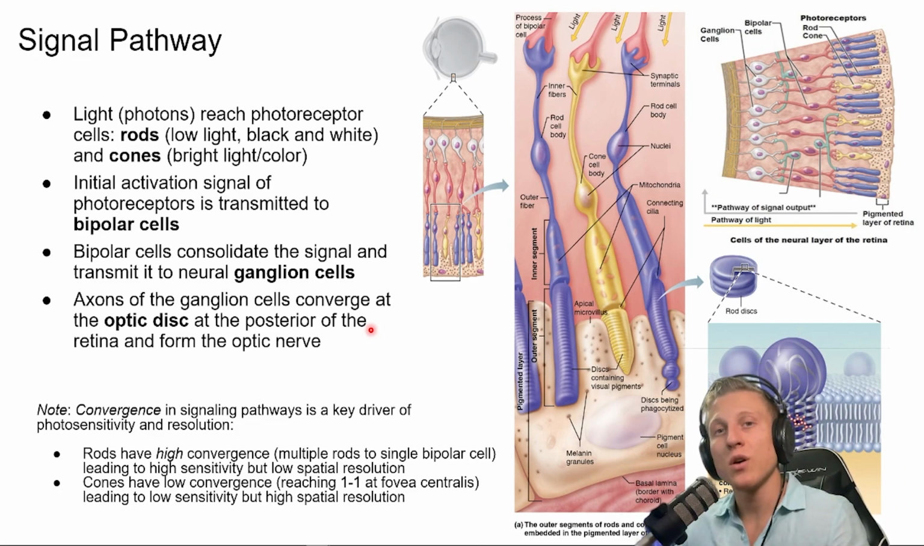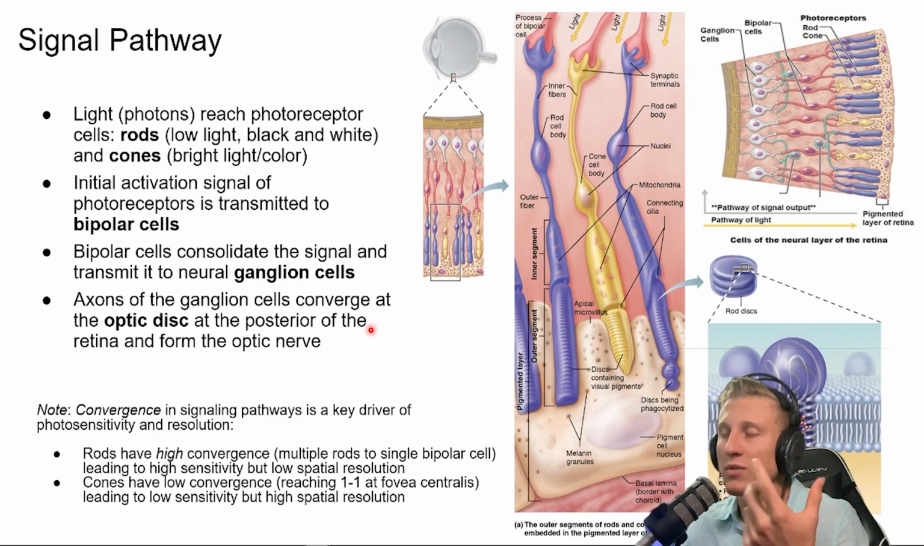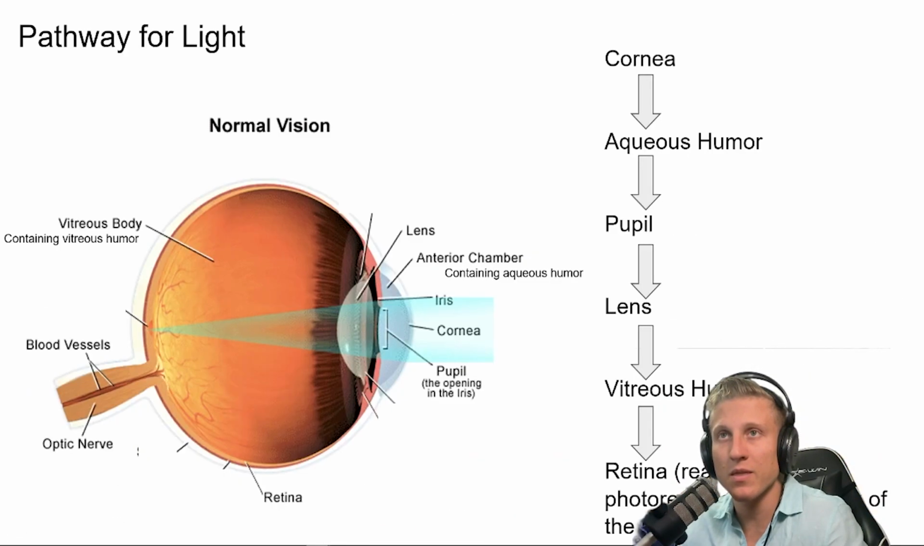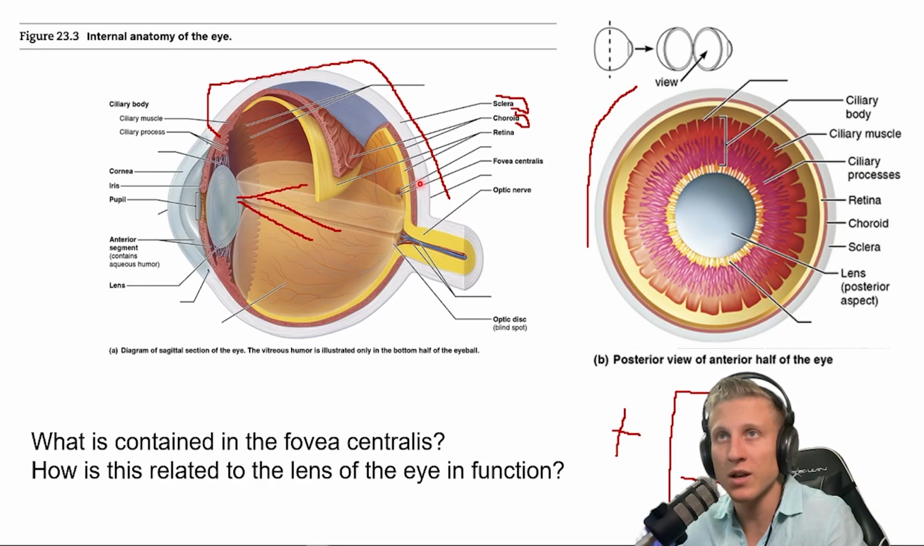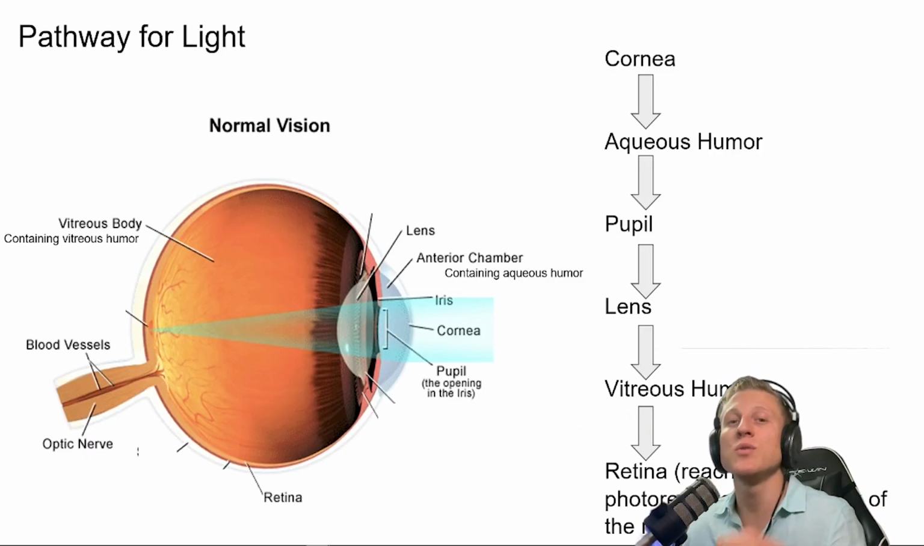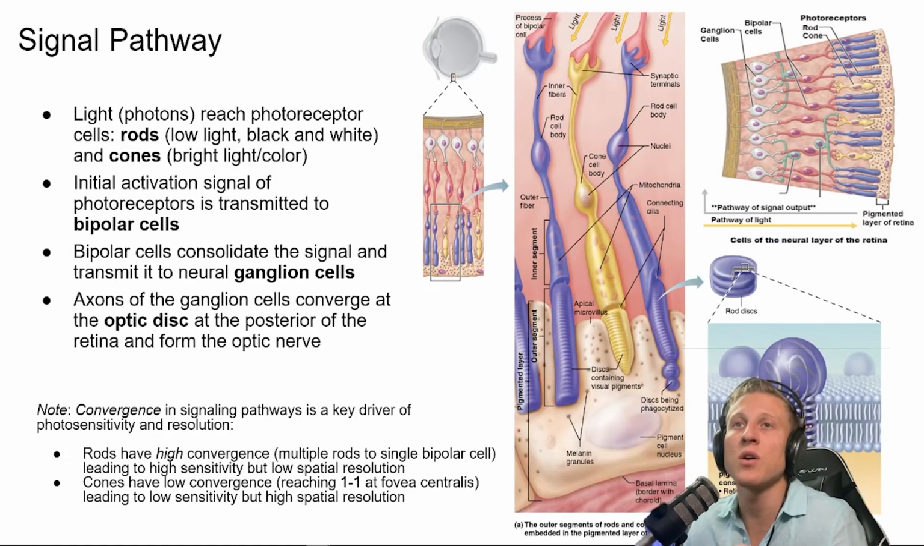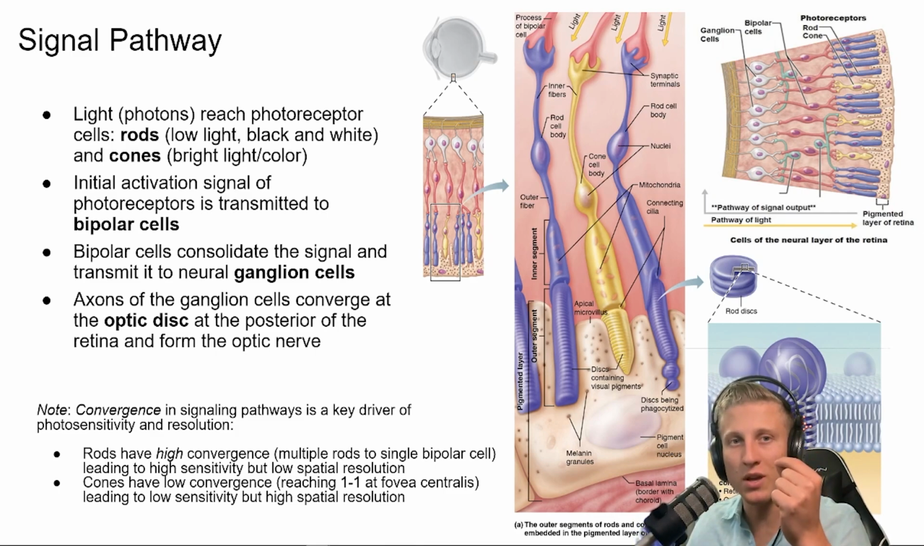Then we have cones. Cones actually demonstrate very low convergence, okay? There's usually at most only a couple of cells to a single bipolar cell. And by the time you reach the fovea centralis, right, this structure that we mentioned right here, the center point of your vision, it is basically exclusively cones, and it is exclusively cones that are in a 1-to-1-to-1 relationship, meaning that there is one photoreceptive cell to one bipolar cell to one neural ganglial cell.